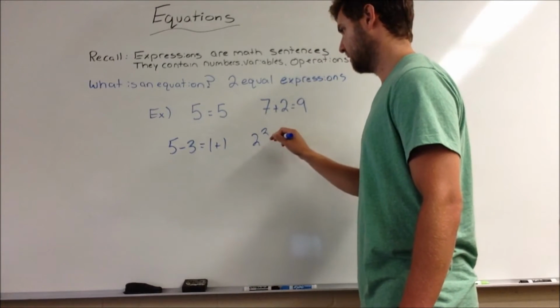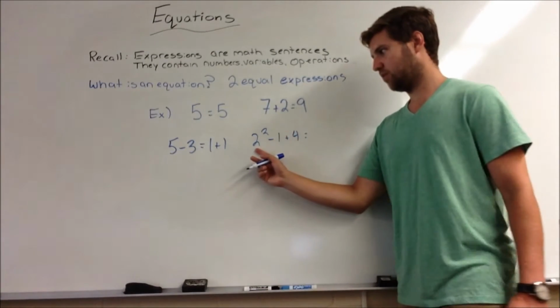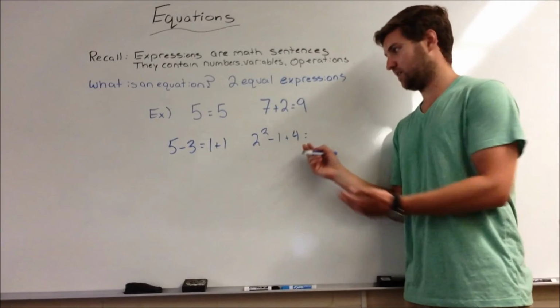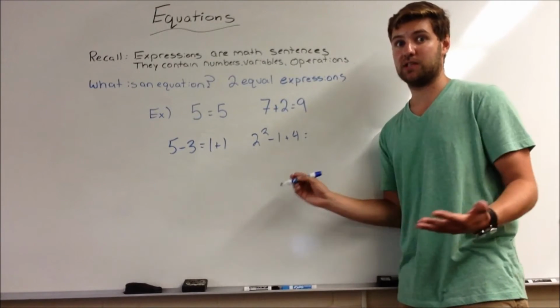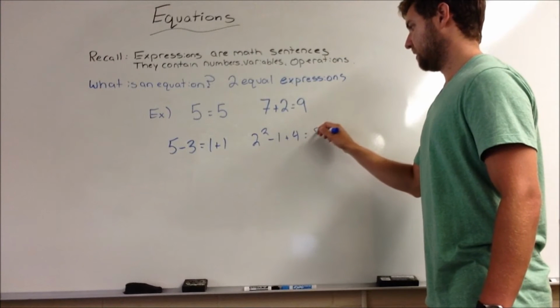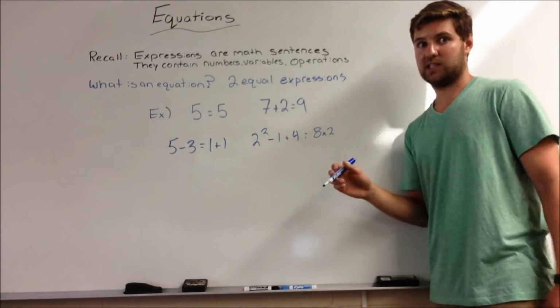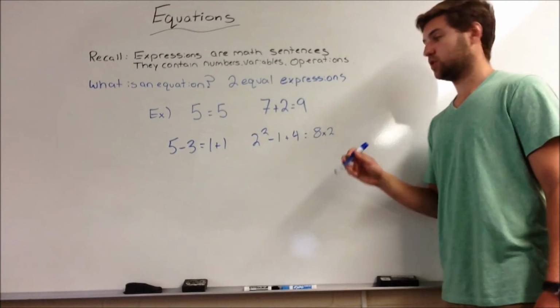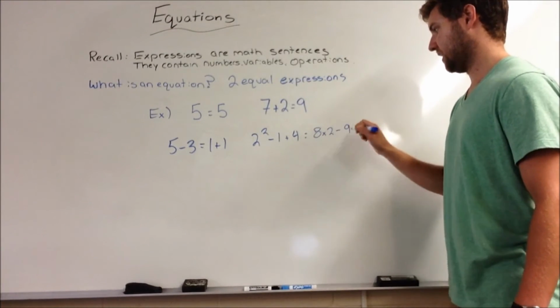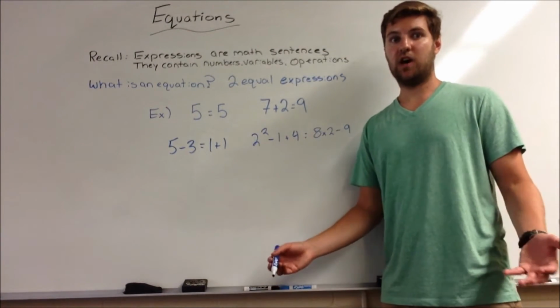Come up with one quickly here. 2 squared minus 1 plus 4. So that would be 4 minus 1 is 3 plus 4 is 7. So on this side, we just need to make another expression that's equal to 7. So we could do 8 times 2 gives us 16, and then we could subtract 9 to bring us down to 7.